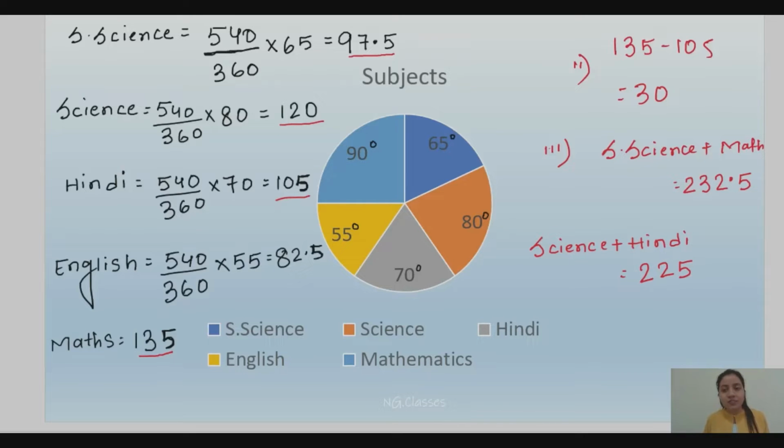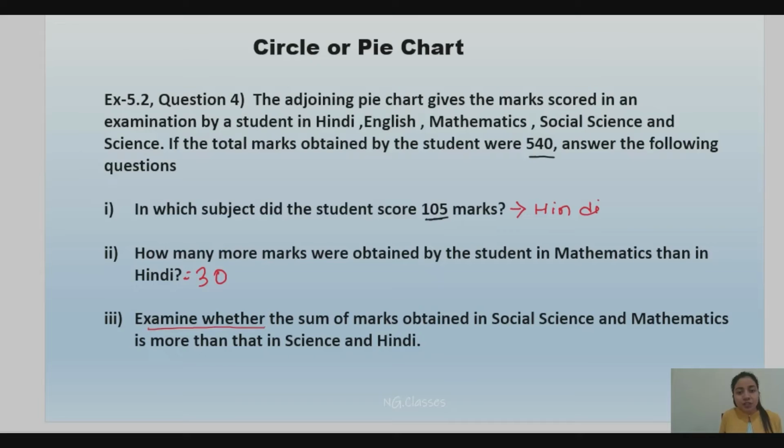So after doing the addition, we got this one. From social science and math marks, the combined marks is 232.5 and science and Hindi combined marks is 225. Now we need to check whether social science plus mathematics is greater than science plus Hindi or not. So definitely 232.5 is larger than 225. So yes, it's more than that. So we will say yes, it's more. Okay, very simple, right?